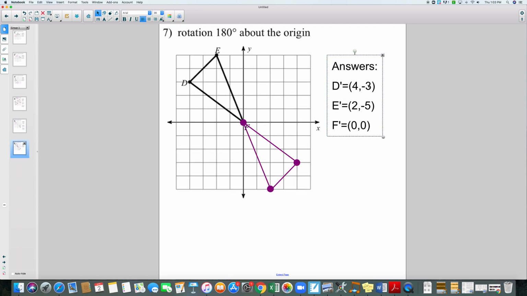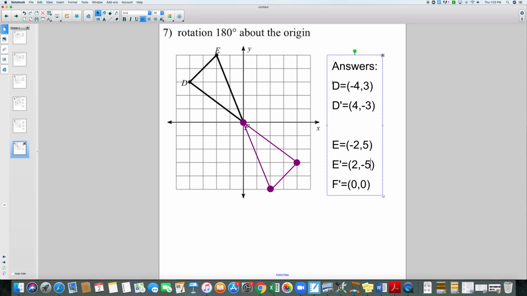And let's do it for the last one. All right, so we got D equals, and original D was negative 4, positive 3. E, original E was negative 2 and 5. And F was originally 0 and 0.